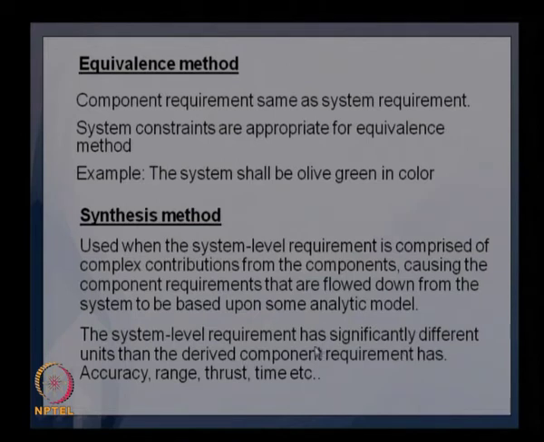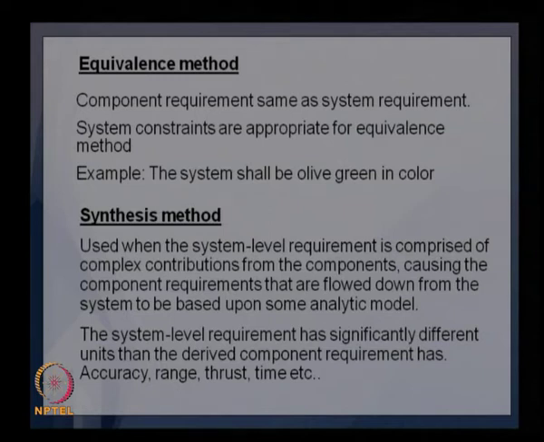So in that case, we will not be able to directly allocate these requirements to the components, and therefore we go for an analytical method. For example, if there is a requirement of system performance time, if you say that the system should provide an output within 20 seconds, that is the requirement, but then the processor is one of the components which actually provides this, but the processor speed is a different unit, and there may be some other motors or something which actually provide the output, then its output will be in a different unit.